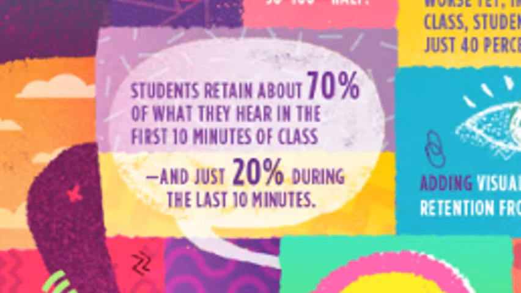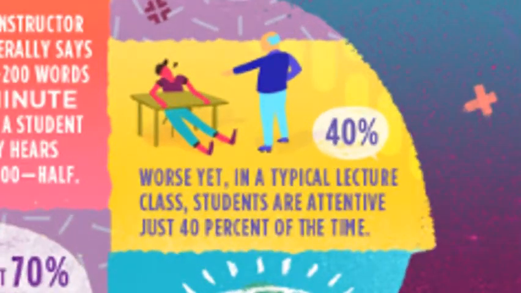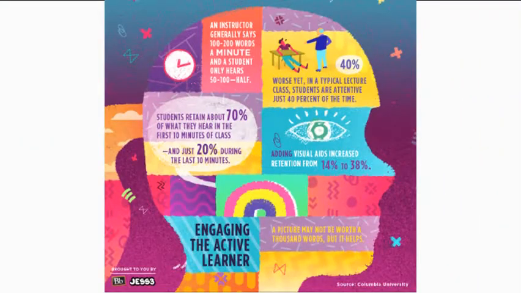On average, students retain only about 70% of what they hear in the first 10 minutes of class. By the last 10 minutes, that drops to 20%. Overall, when you're just talking to students, they're attentive only about 40% of the time. There's a lot of things you can do as a teacher, and you will become a teacher in this class, to overcome this problem, to help your students, each other, learn.